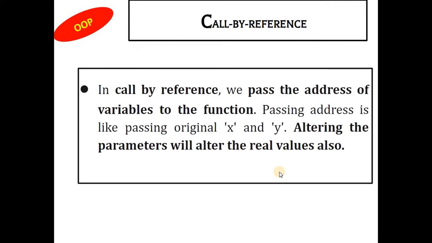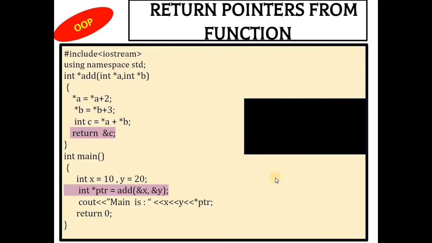So this is call by reference, where we pass the address of the variables to the function, and altering the parameters will alter the real values also. Now how to return pointers from a function? As we can see, it's not a big deal.